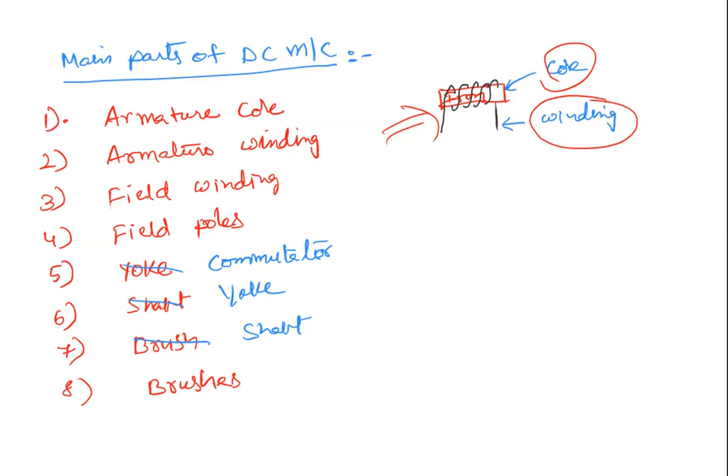Even if you don't have the armature core, it cannot work. No armature winding, the machine won't work. Field winding, the machine won't work. Field poles, the machine won't work. Commutator, the machine won't work. Yoke, the machine cannot stand in a proper position. Shaft, the machine cannot receive mechanical energy, or it cannot give mechanical energy out from the machine. Brushes, without brushes you cannot give supply to the windings. Understand?